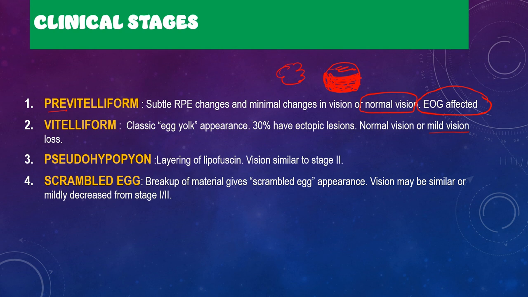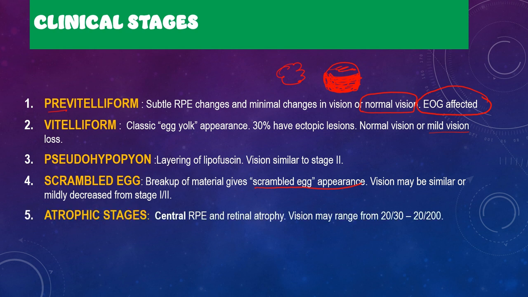Then you have a scrambled egg appearance. This is as if you are making an omelette or scrambled eggs. So you break the egg onto a pan and then you shake it with your spatula. So what you get is a breakup of that egg yolk, and that is called a scrambled egg appearance. So all that material finally is going to get scrambled. So this is called breaking up of that material. So it is called a scrambled egg appearance in the macula. Here the vision might start getting affected, okay, and it will be mildly decreased from that of your stage 1, 2, or 3. Then we have the atrophic stages.